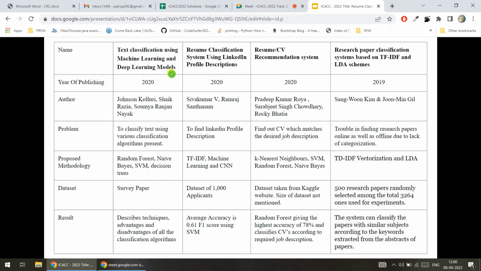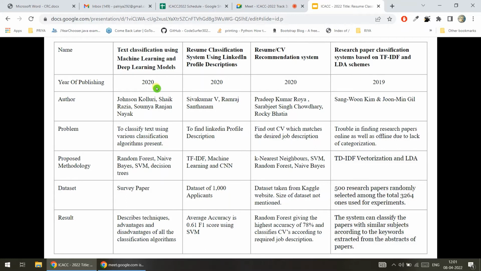Then the third paper is the CV recommendation system. The system finds CVs that match a certain job description. Meaning you have a certain job description and you want to filter out resumes for that particular job. So this is what the paper is about. They used KNN, SVM, random forest, and naive Bayes, and the dataset is taken from Kaggle, but the dataset size and the description of the dataset were not given. The accuracy achieved was 78% using random forest.